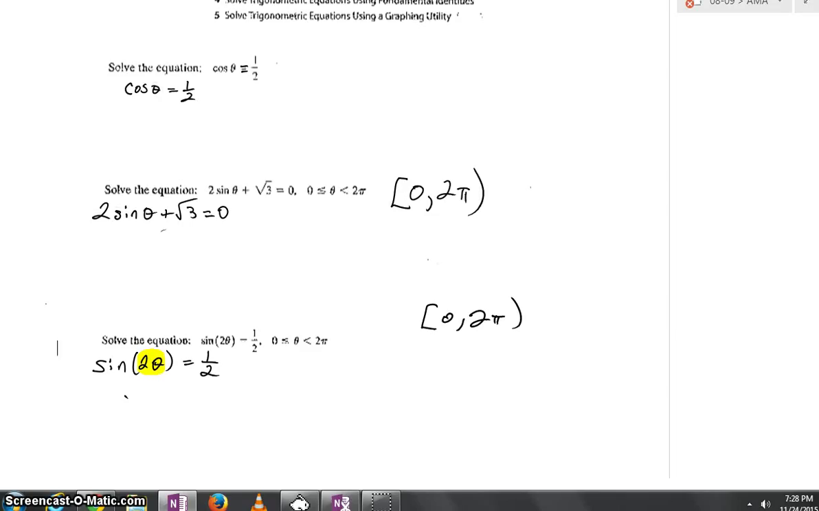Okay, with lesson 7.3, we're going to solve trigonometric equations. We have to be very careful about following the domain. And we're also going to have to really be familiar with the unit circle.